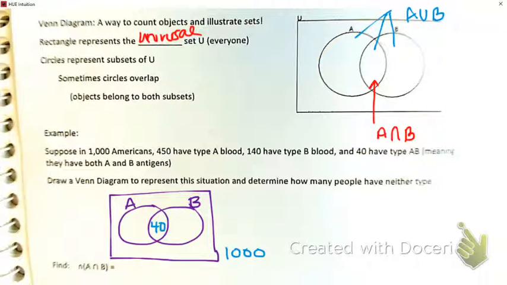However, I can't just put 450 on the A section, because 450 includes the 40 we've already talked about. So you subtract 40 from the A to get only A, which is 410. Then you subtract 40 from 140 to get 100 for only B.